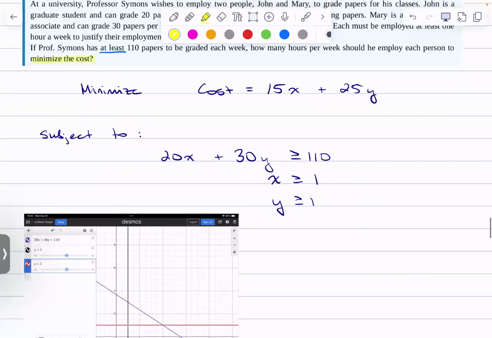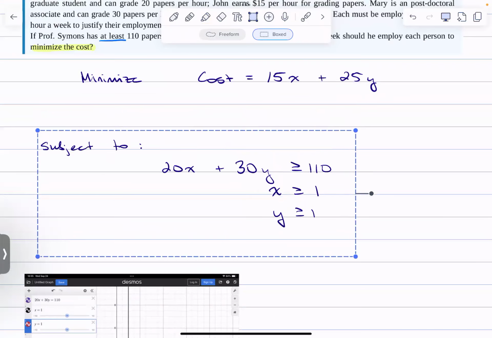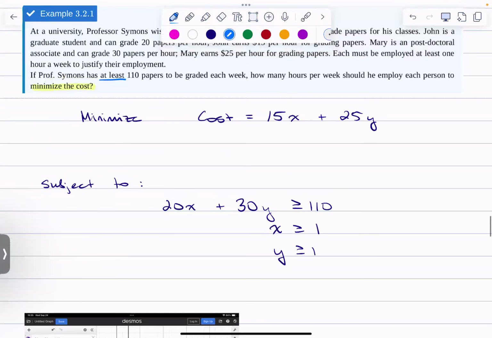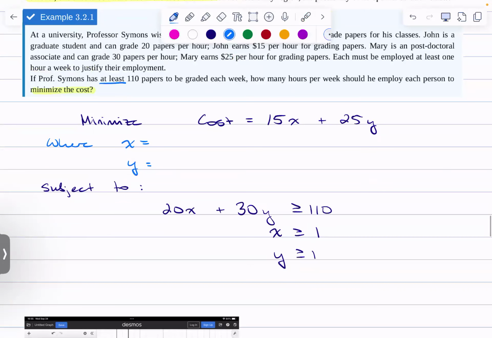So I'm going to bump this down and give myself another line right away, because what's the first thing we need to do? X and Y, where X represents... okay, we're told to minimize the cost. And so that's our clue. So our cost, I can look at the cost, which I know is $15 per hour for John and $25 per hour for Mary. So then X must be John's number of hours and Y must be Mary's number of hours.